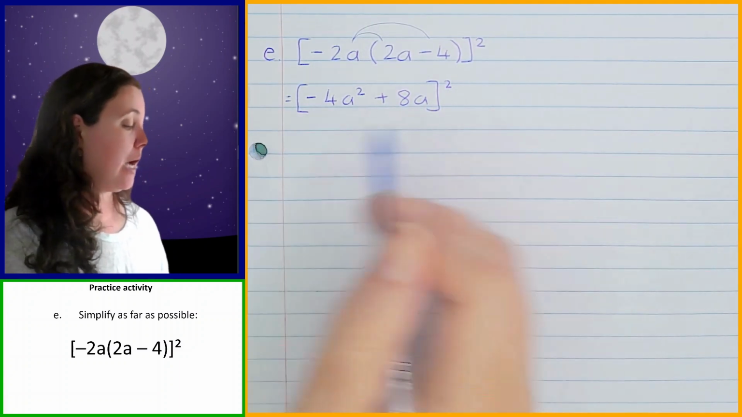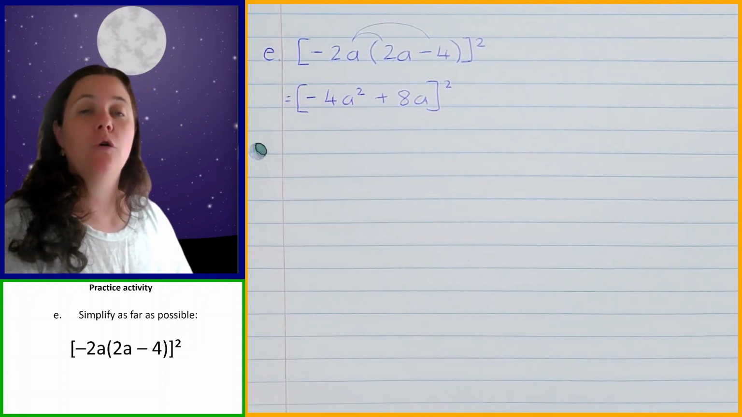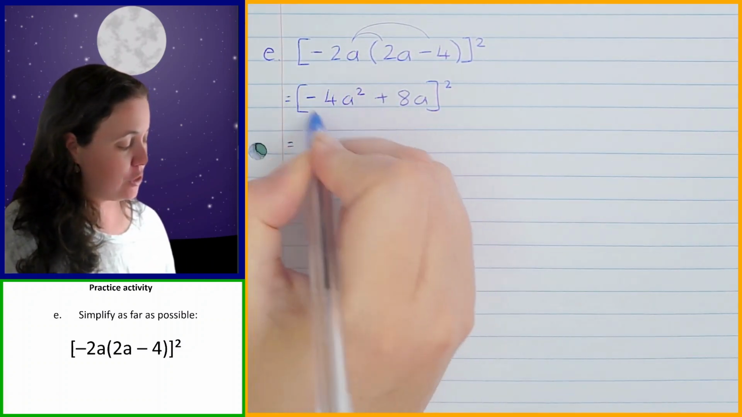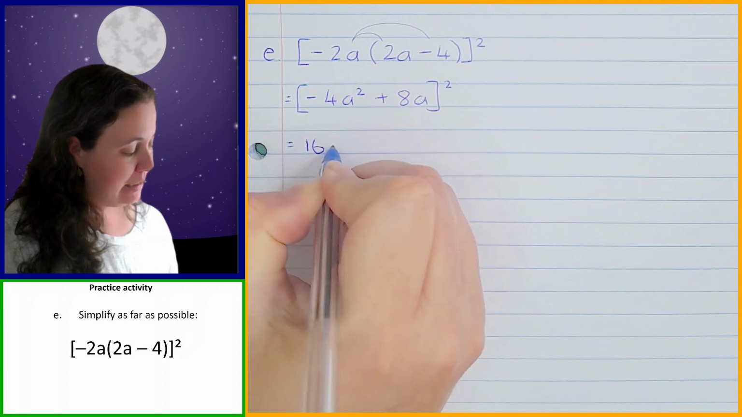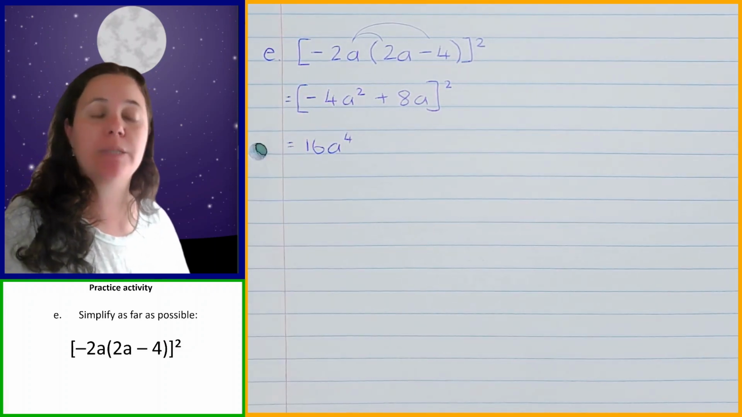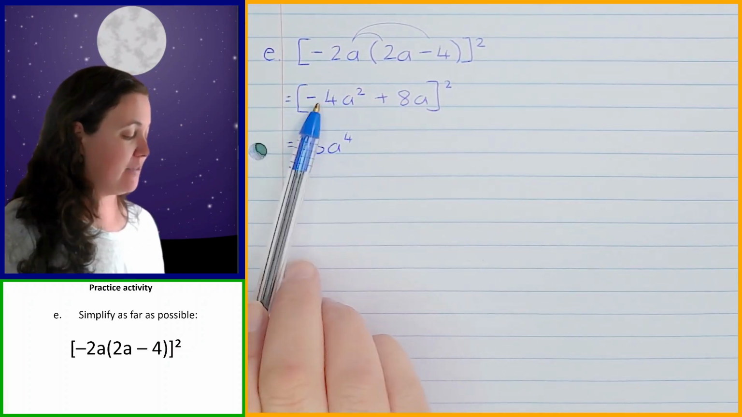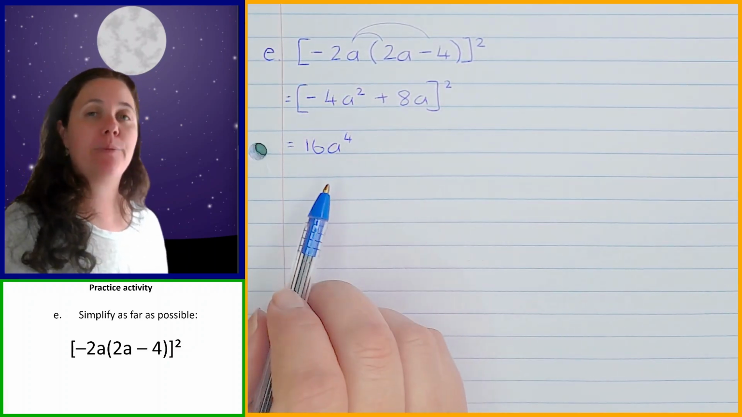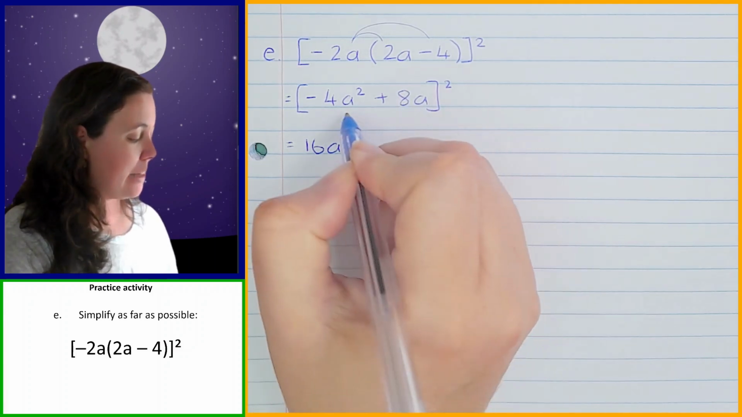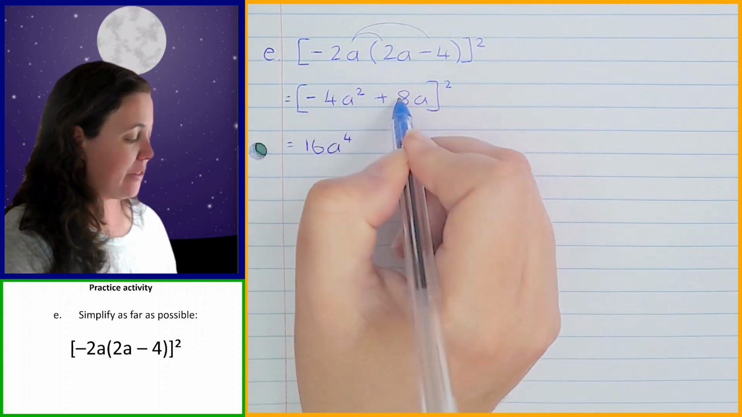Okay, so now I'm going to use my normal shortcut for squaring a binomial. That means I'm going to square the first term, which gives me 16a to the power of 4. And remember, whenever you square something, it's always going to be positive. So even though that was negative 4a squared, when I square it, it becomes positive 16a to the power of 4. Then I'm going to multiply the two terms together and double it.